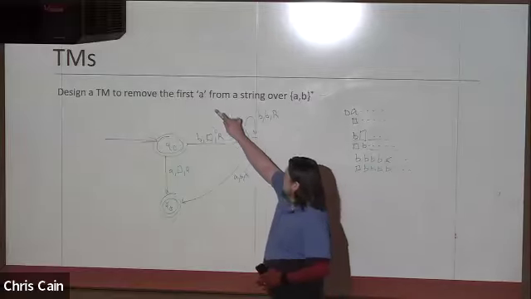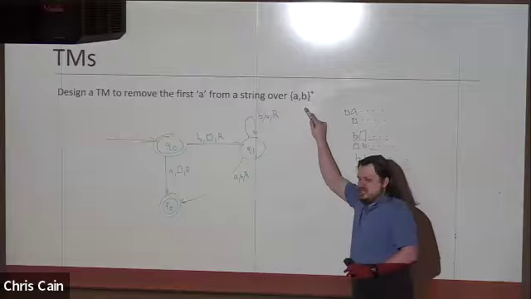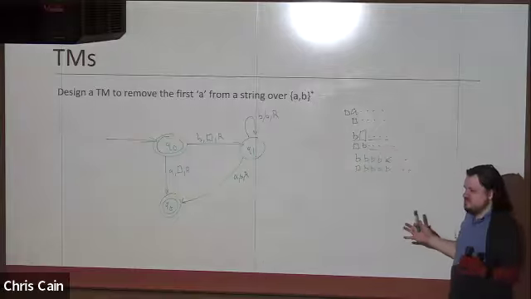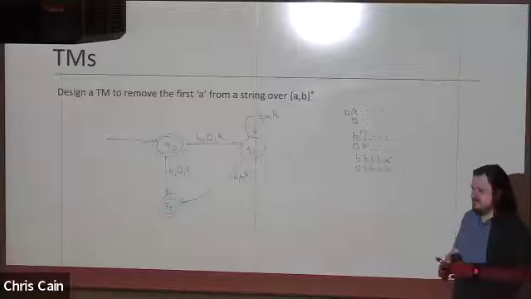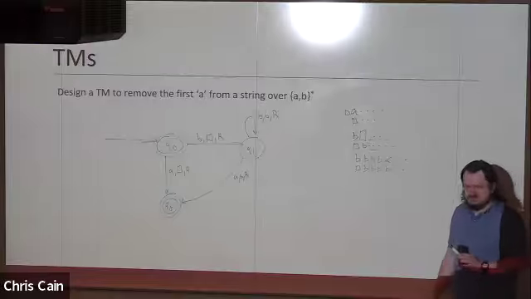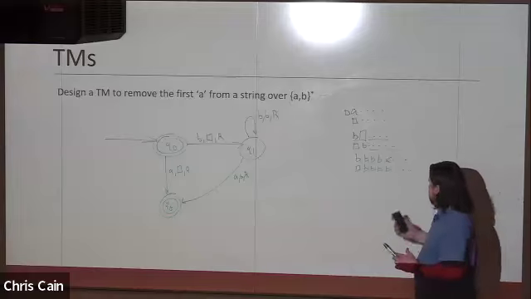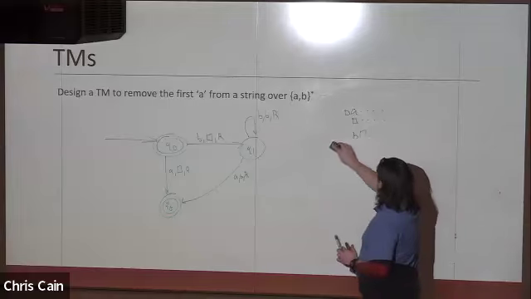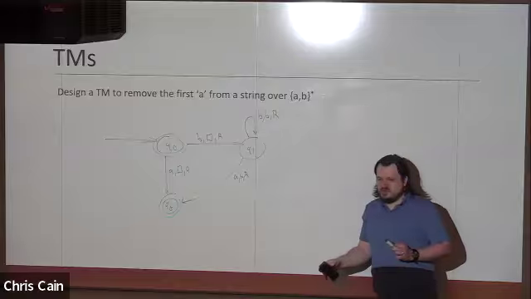So when we say remove the first A from a string, we're looking for the end result to be that same string with that first A removed. And if there's a blank in the middle of your string, that's two strings. All right, any questions on this problem?